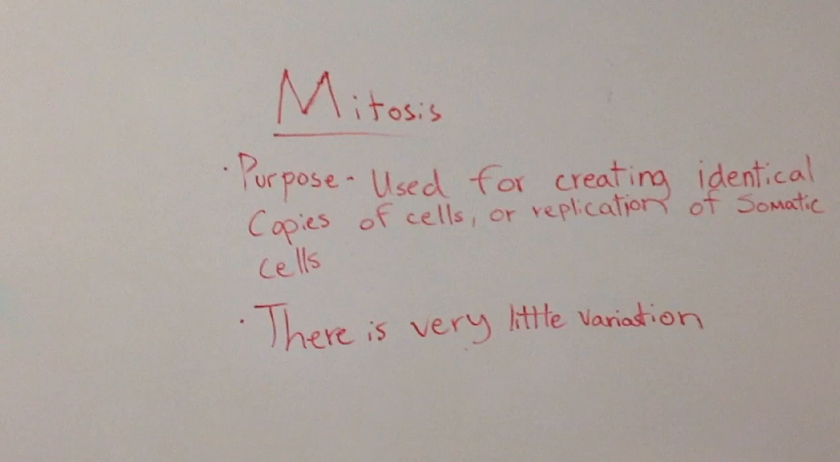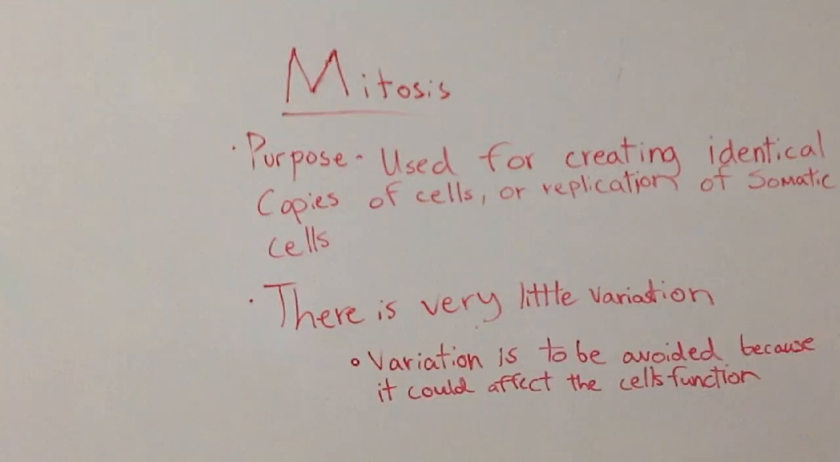When there is a mutation, the cell's function could be altered, causing issues that could be potentially fatal to the organism. Mitosis is not used in sexual reproduction because there is no genetic variation which would affect the evolution of the organism. But it is used in asexual reproduction because the parent's offspring is an identical copy of itself, thus variation is not wanted.